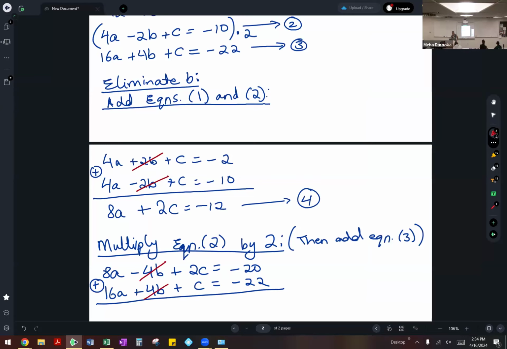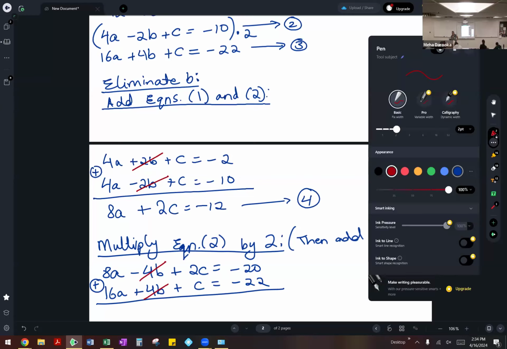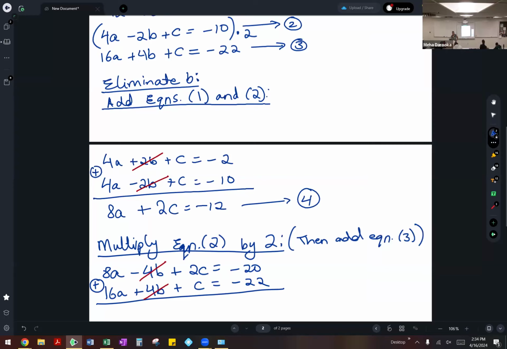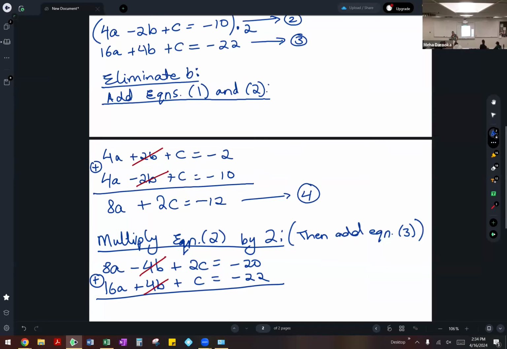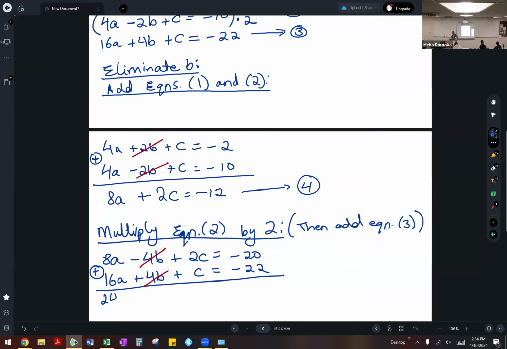So negative 4B, positive 4B cancel each other out. What is that, 16 plus 8 is 24A? Plus 2 plus 1 will be 3C equals negative 42. Does that not look okay?